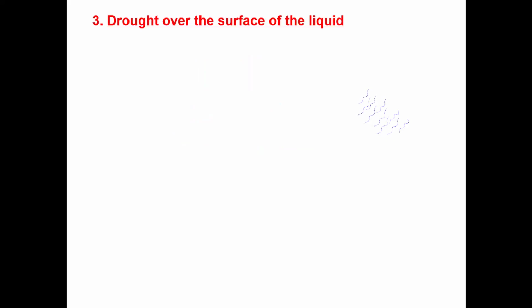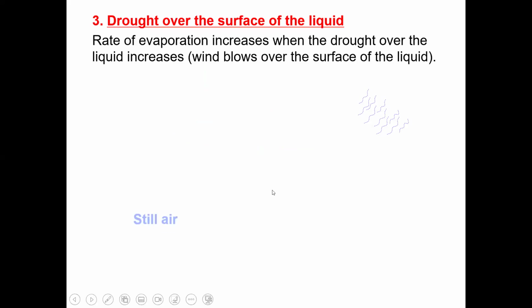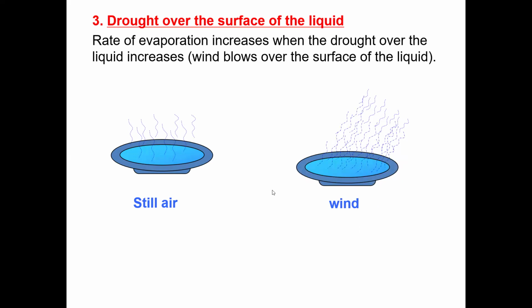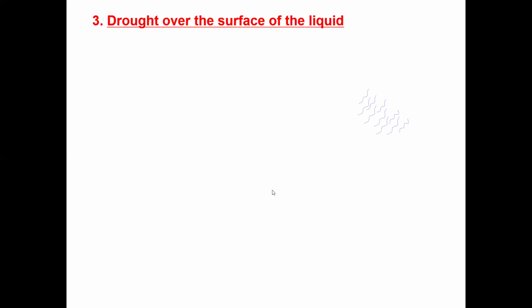Number three, draught over the surface of the liquid. What draught has to do, it is like the wind, it is like the air. The wind blowing over something can evaporate quickly. So for example, this is a still air surface and this is a windy surface. So when it is windy, it will actually cause rapid evaporation. So in case of faster wind, you will get quicker evaporation. You have to copy now this.